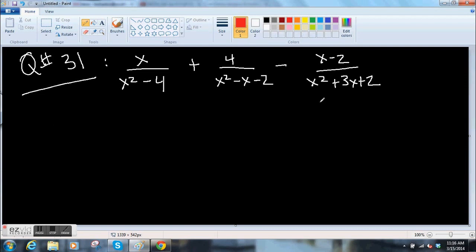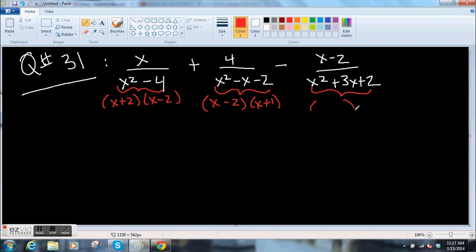I'm going to factor first so that I can find the common denominator so I can add all these. X squared minus 4 is x plus 2 times x minus 2. X squared minus x minus 2 is x minus 2 and x plus 1, because the FOIL method gives me x squared plus x minus x, that's minus x, minus 2. This one's a long problem. Again, reverse FOIL: x squared plus 3x plus 2 is x plus 2 and x plus 1, which gives us our plus 3 in the middle and plus 2 at the end.